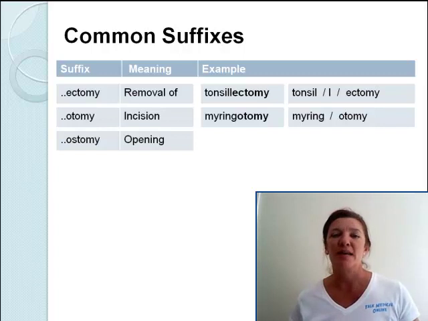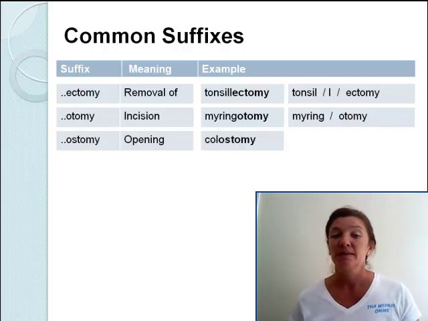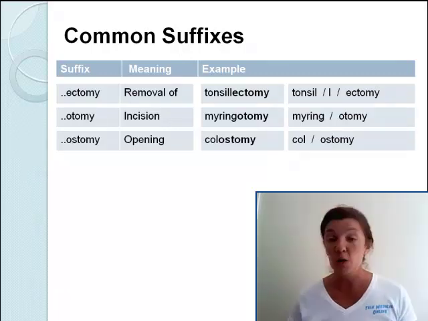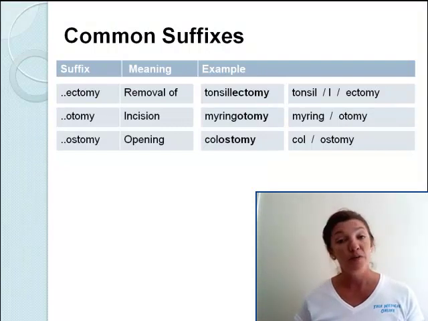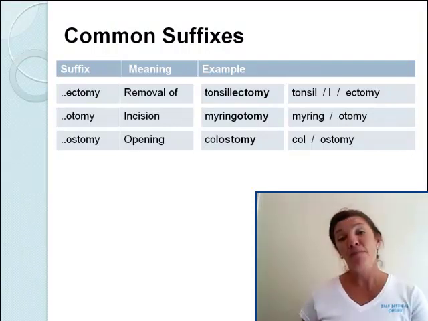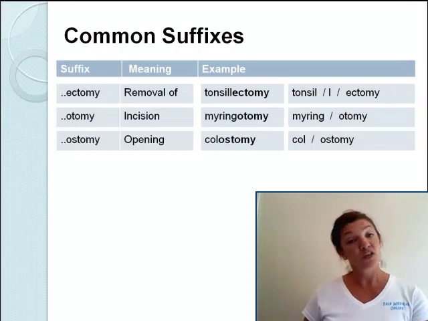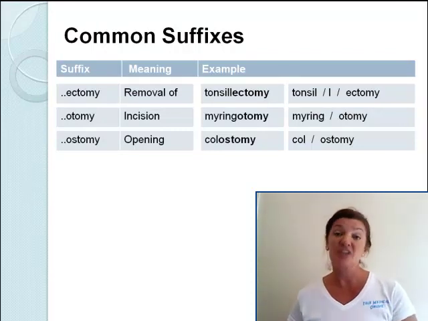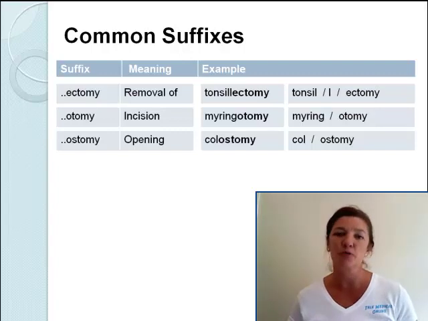Next, ostomy means opening. A colostomy, let's break it down. Col, break, ostomy. So an ostomy is our opening. It's an opening into the colon. So someone's had a procedure on their colon and they may require a colostomy where they bring the colon to the skin surface and then you can attach a colostomy bag to collect your waste products.